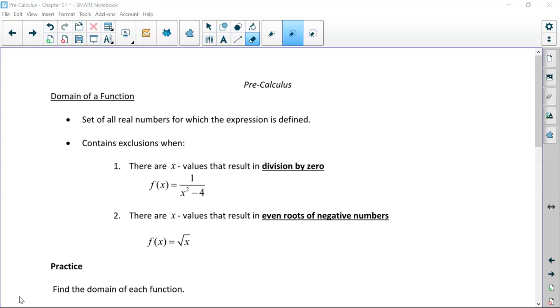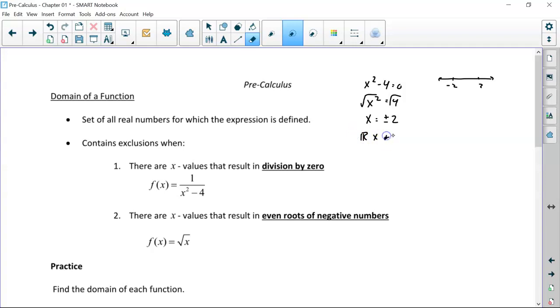So now, for number 1, for example, if we're looking at the domain, what we're going to do is set x squared minus 4 equals 0. So you add 4 to both sides, you get x squared equals 4. Take the square root of both sides, x equals plus or minus 2. Now, think about the number line here. We got our negative 2 and our positive 2. These are the only numbers we cannot use. It's all real numbers. X does not equal negative 2 or positive 2.